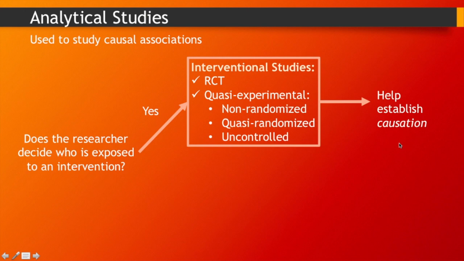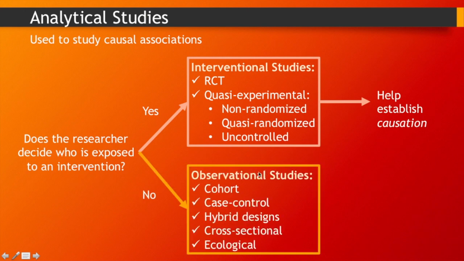If the researcher does not decide who is exposed to an intervention, then observational studies can be done. Examples of these are cohort, case control, hybrid designs such as nested case control studies, and cross-sectional and ecological studies. With observational studies, one can only study associations. It is very difficult to establish causation.